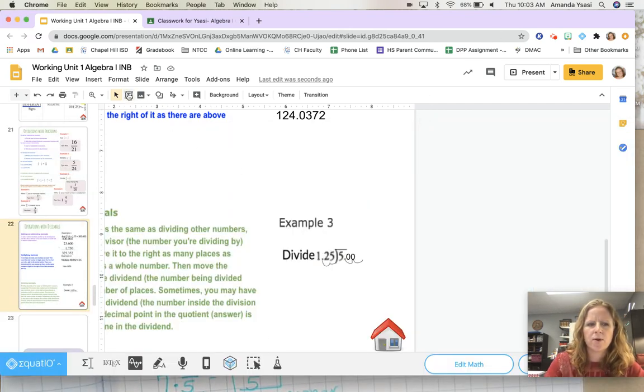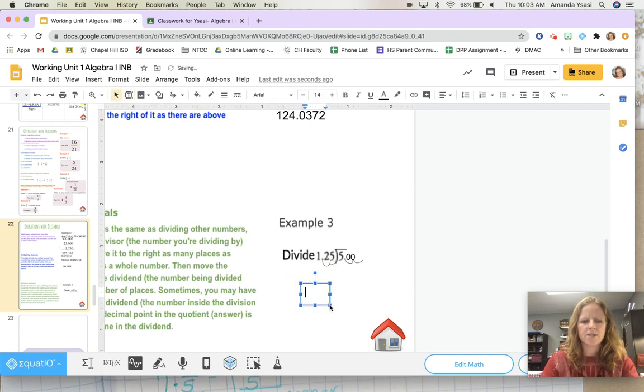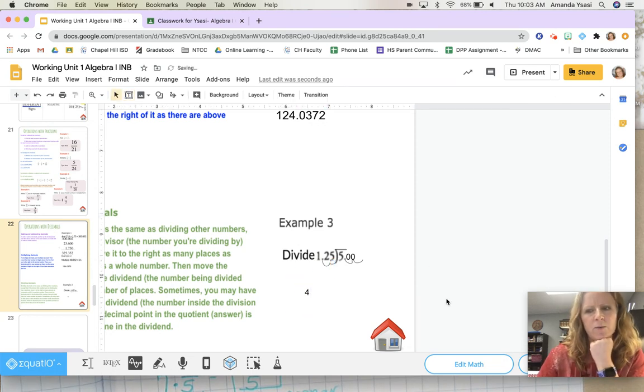And so we can put a text box here to put 4 in, and we are done with our notes.